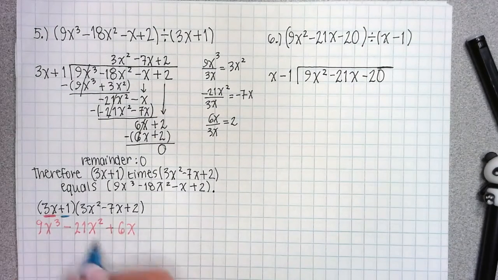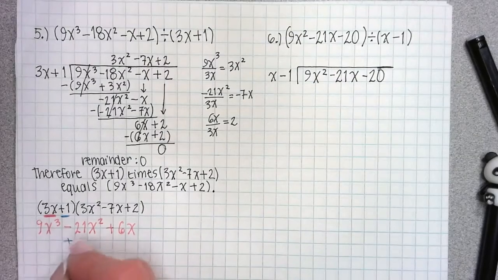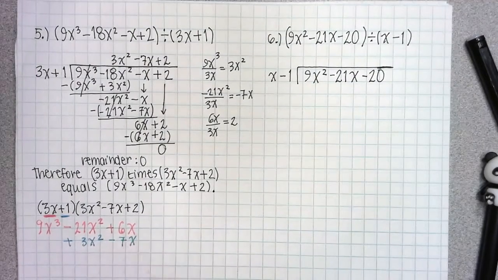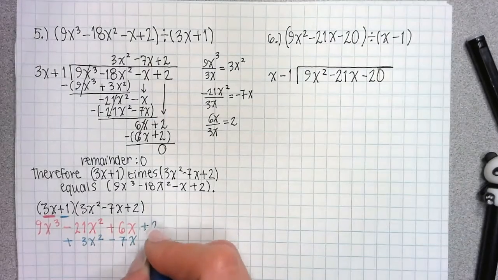Now we multiply 1 by all of these things. 1 times 3x squared is plus 3x squared. I will put it underneath this because they're like terms. 1 times negative 7x is negative 7x. And 1 times positive 2 is plus 2.